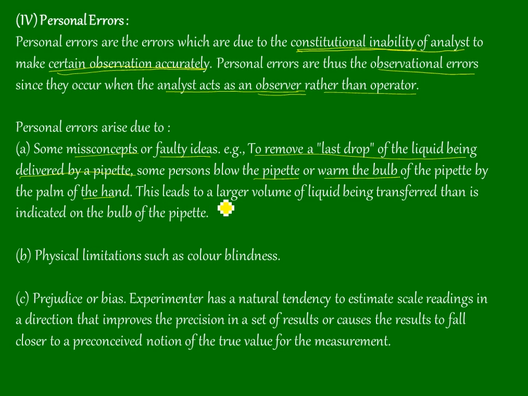Do not do this. This leads to a larger volume of liquid being transferred than is indicated on the bulb. For example, if you have a 10 ml pipette and you are blowing the last drop, then it can lead to 10.01 ml. This plus-minus 0.01 is an error that you are introducing because of your lack of knowledge, your faulty idea. So these things you have to avoid.